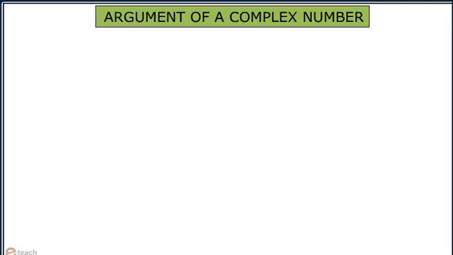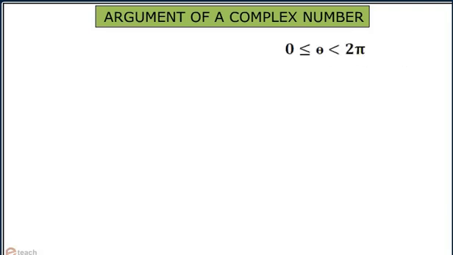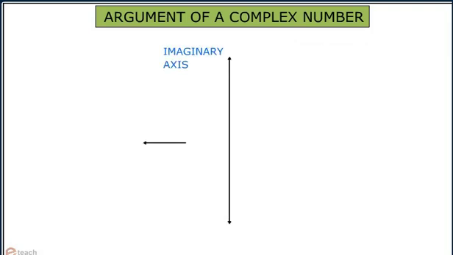Let us study about the argument of a complex number. The argument of a complex number z is defined as the angle theta which it makes with the real axis, taken counterclockwise. If z equals x plus iota y, then the argument of z, which is equal to theta, is defined by tan inverse of y by x.